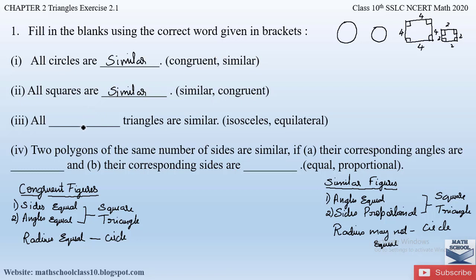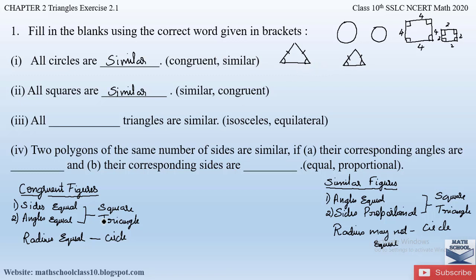Similar. Now the third part of the question is, again they're asking, all dash triangles are similar. Either it can be isosceles triangle or an equilateral triangle. So if you have seen an isosceles triangle, it is a triangle where two sides are equal and two angles are equal. So again, let us take another isosceles triangle. Again, two angles are equal and two sides are equal, but the third side and the third angle will not be equal in an isosceles triangle.